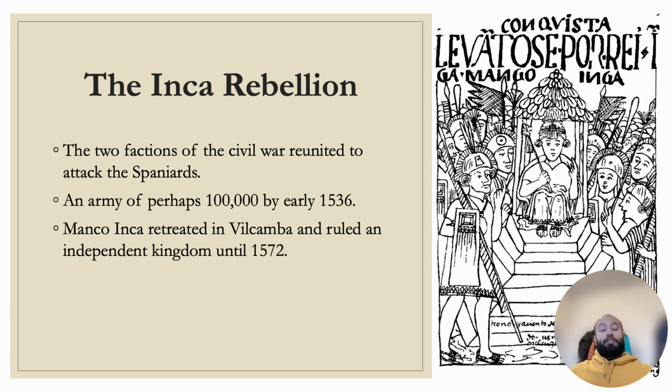When I told you they take over the Inca Empire in 1533, that means they take over the capital, right? Cusco, the city I told you about in Peru. But what happens right after that is that the two factions of the civil war, remember the two brothers I told you were leading two different factions that went to war over the Inca throne, reunited to attack the Spaniards. And by 1536, we know from reports produced by the Spaniards themselves that they had grouped an army of probably more than 100,000 people with which they attacked the Spanish troops.